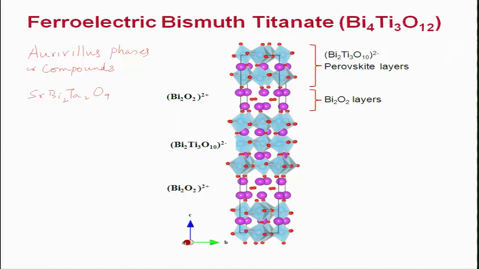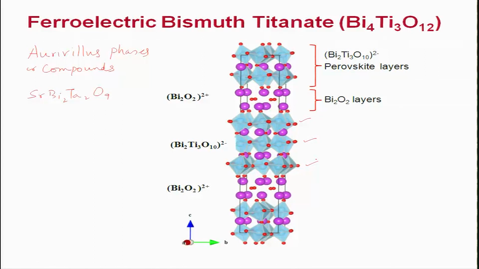These are mostly bismuth containing compounds. So, in these compounds what happens is that you have perovskite layers which are sandwiched between the bismuth oxide layers. So, in between you have Bi2O2 layers. So, these are Bi2O2 layers, you can see the purple bismuth and red oxygen atoms. Between the two successive Bi2O2 layers you have 3 perovskite layers. So, first perovskite layer, second perovskite layer, third perovskite layer, in which titanium is octahedrally coordinated by oxygen.